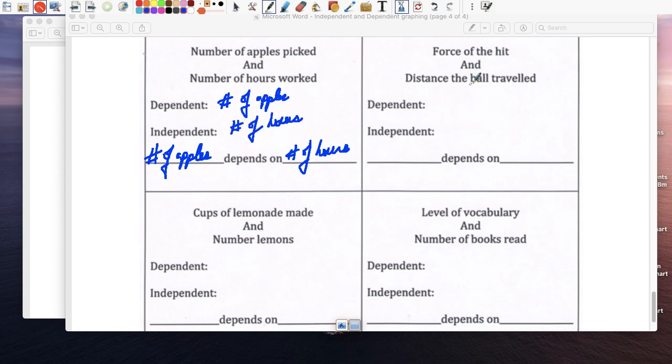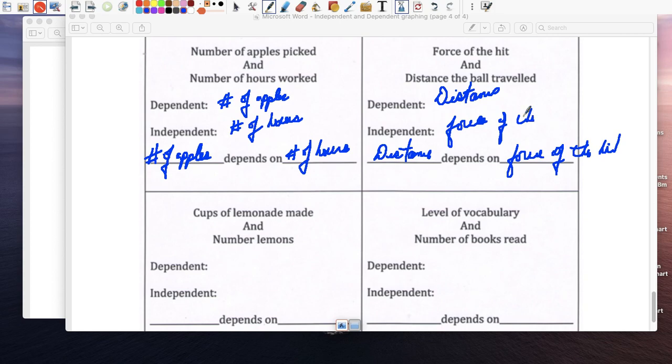Force of the hit and the distance the ball traveled. Okay, so the distance depends on the force of the hit. So the dependent is the distance, and the independent is the force of the hit. Sorry, that should be force, F-O-R-C-E. Let me just write it again. Force of the hit.